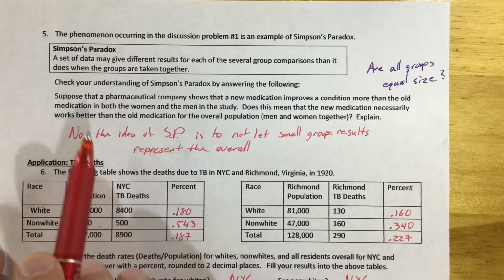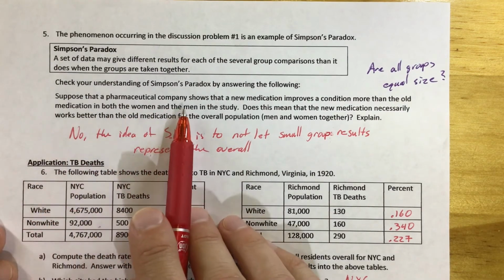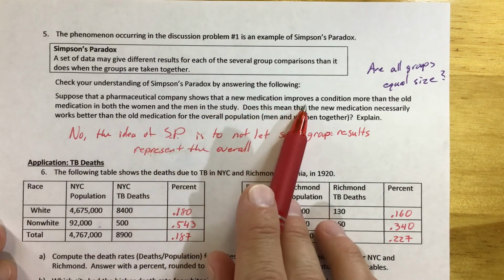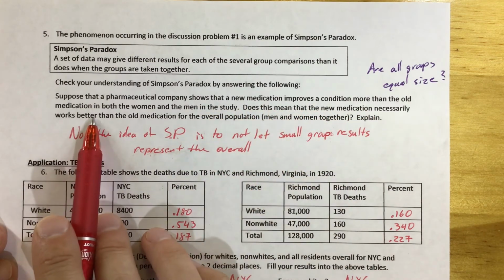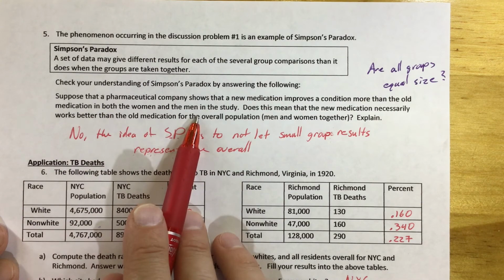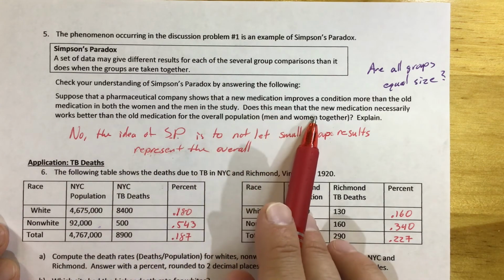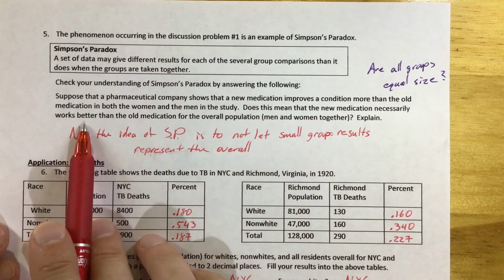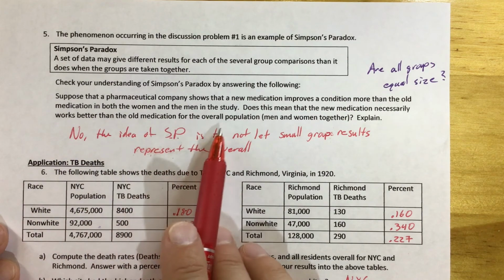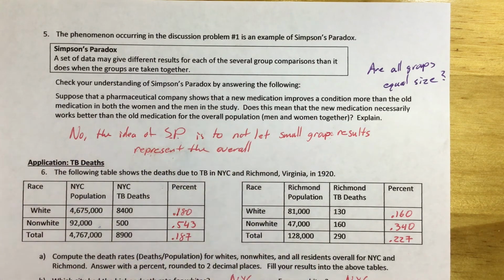All right, it says, suppose that a pharmaceutical company shows that a new medication improves a condition more than an old medication does in both women and men. Does this mean that the new medication necessarily works better than the old medication for the overall population, which of course is men and women?